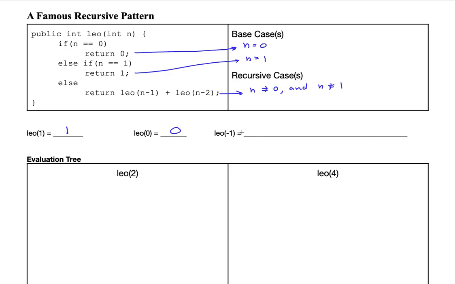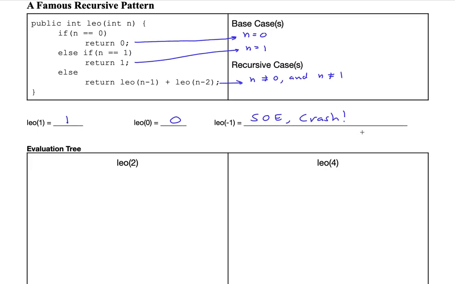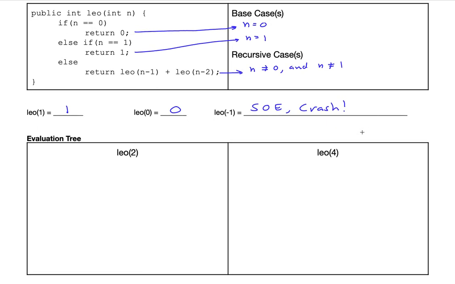And Leo of -1 is going to cause a lot of trouble because this is going to be putting in a negative input, and then this makes that input smaller, which means we're not getting closer to the base case. So this is a stack overflow exception, this is crashing, it's bad. So we're going to get into more detail about this Leo function now.